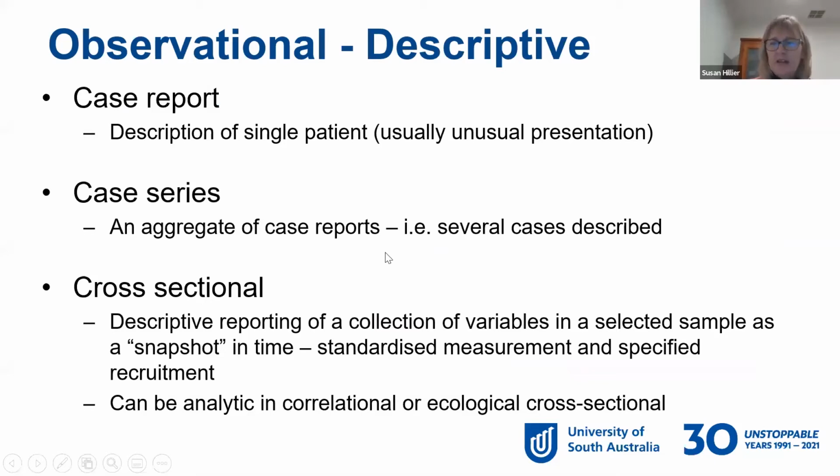A case series is an aggregate of these case reports where several cases may be described in the same manner as the single case report. Again, usually unusual presentation, and there may be a discussion of how those presentations occur and why, but of course no firm conclusions can be drawn because they are single cases. In contrast, a cross-sectional descriptive study is a descriptive reporting of a collection of variables in a very selected sample, and this is considered often as a snapshot in time.